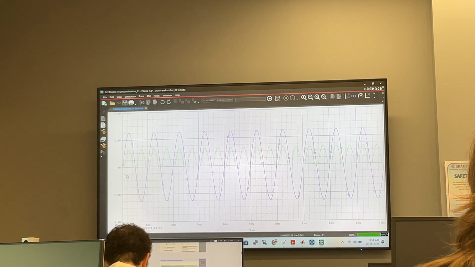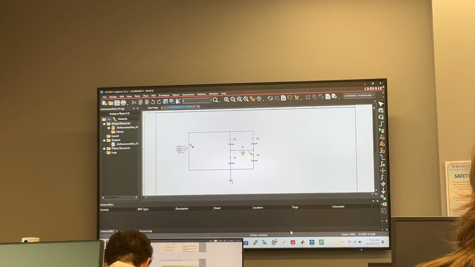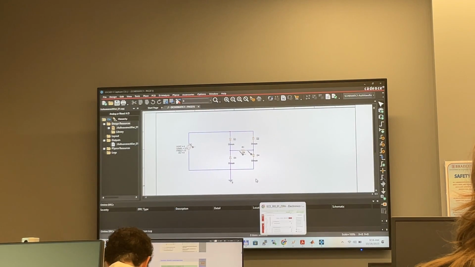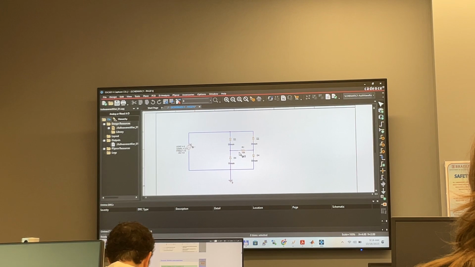Here, I use a differential probe, that's why I can see the output better. So what you could do, if you use just a single probe, then I'm just going to close this. If you use a single probe, right here, this is the voltage across R1 node 1, and you have another voltage right here.